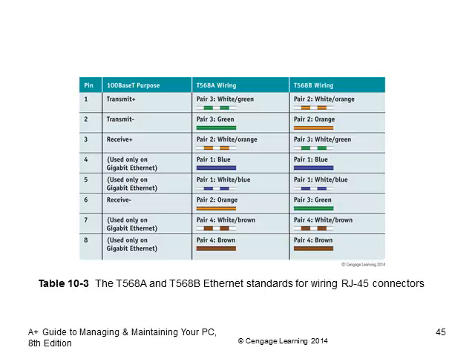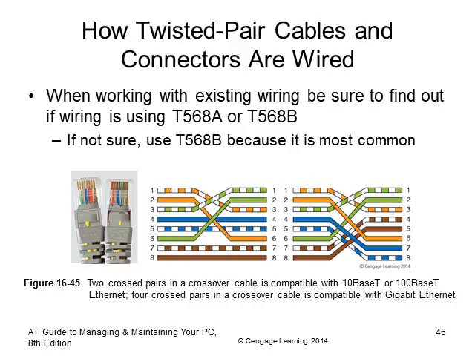Here are the standards for wiring RJ45 connectors. They're showing you the T568A wiring scheme and then the T568B wiring scheme. Okay, so when you are going to add to an existing network, make sure you know which scheme is being used. If you don't know, then default to the T568B because that is the most common, therefore that is the one typically used.